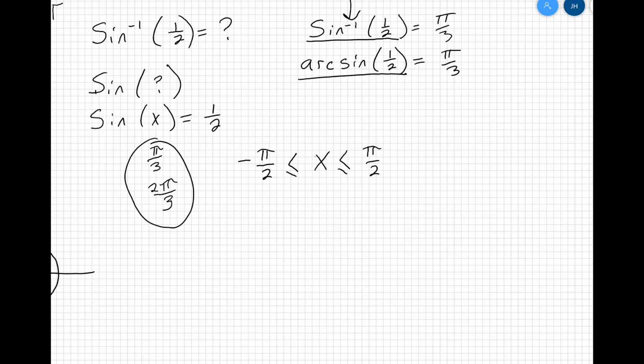Let's try another one. How about inverse sine or arc sine of negative square root of 2 over 2? So we're asking ourselves, for what value do we get negative square root of 2 over 2 when we take sine of it? And looking back at our unit circle, our y value is negative square root of 2 over 2 at negative pi over 4.